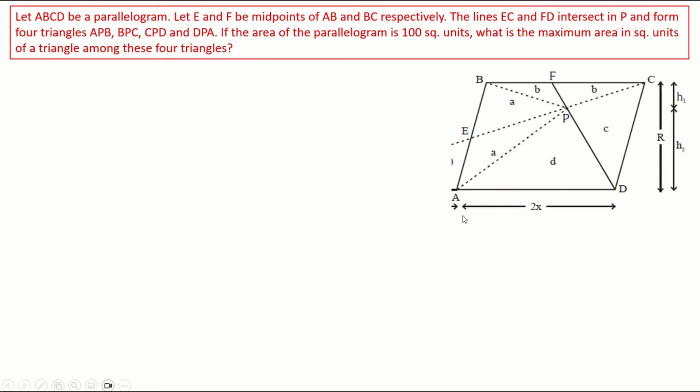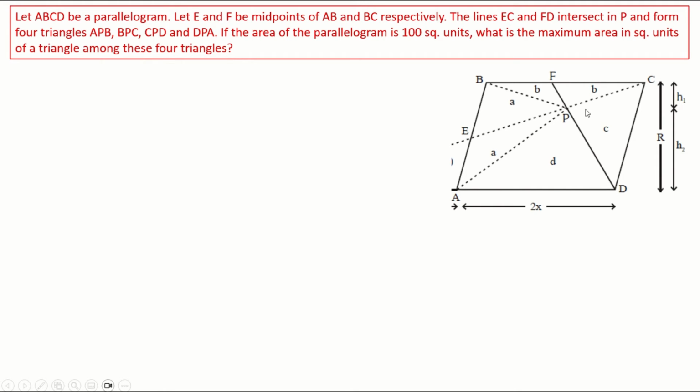Let's assume that AD is 2x, the parallelogram side is 2x, okay, and height is r. Now F is the midpoint of BC and E is the midpoint of AB. The lines are meeting at P. So I am assuming this height is H1, this is H2, the remaining H1 for this triangle, H2 for this triangle. H1 plus H2 is equal to R. Okay, so now I put some values here, the areas of each triangle.